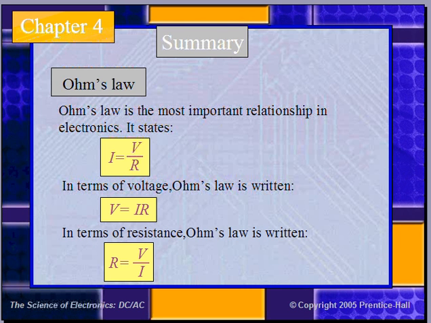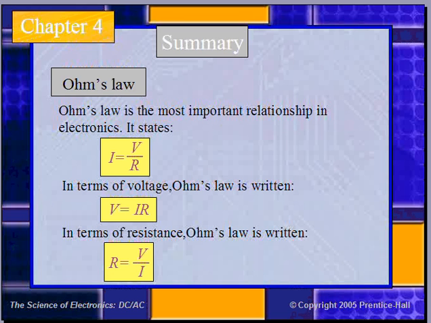Ohm's law states that current is equal to voltage divided by resistance. Voltage is equal to current times resistance, and resistance is equal to voltage divided by current. You can also use a power wheel and set it up like this, where voltage is equal to current times resistance. Resistance is voltage divided by current, and current is voltage divided by resistance.